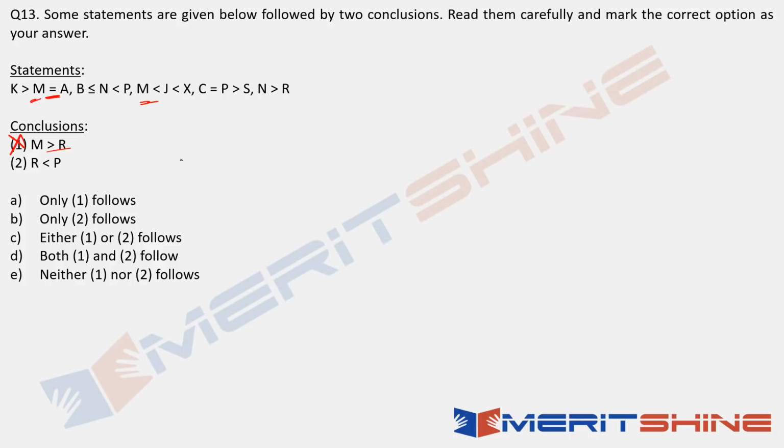It's definitely ruled out. R less than P. So R, this is R less than N. This is N less than P. So it follows. This is wrong. So answer would be option B. This is a 10-second question. Let's go to the next one.